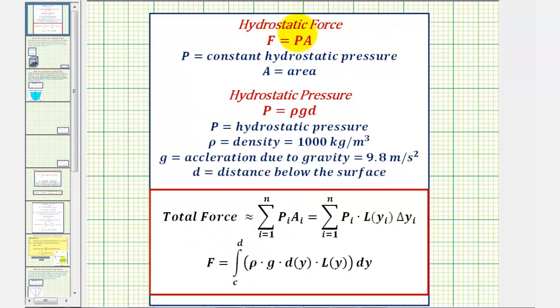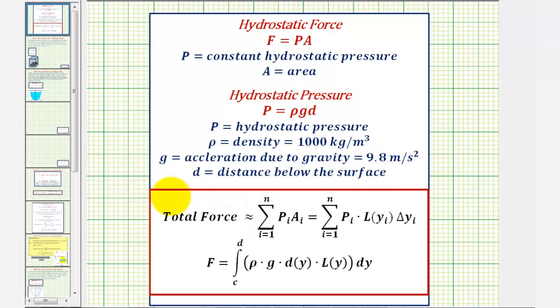In general, hydrostatic force is equal to P times A, where P is the constant hydrostatic pressure and A would be the area. And P, the pressure, is equal to density times acceleration due to gravity times d, the distance below the surface. So because the distance below the surface will be changing, the pressure is changing, and therefore we'll have to use calculus techniques to find the total hydrostatic force. But we still use these formulas to set up the integral.